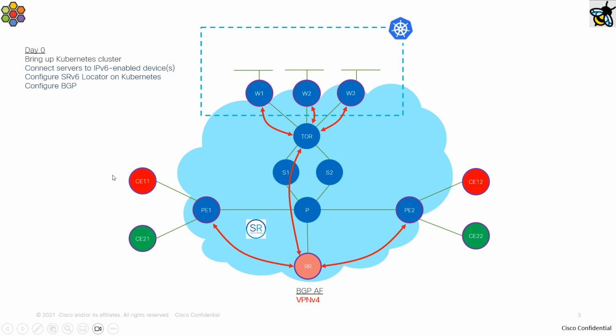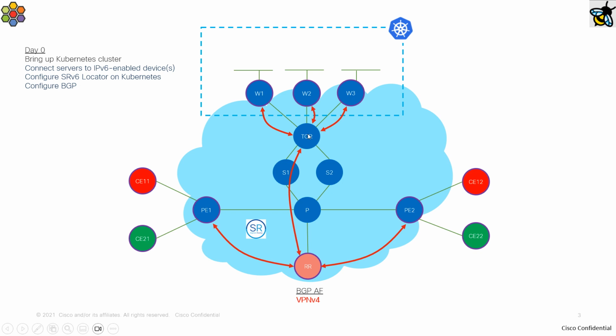The goal of this demonstration is to show how an SRv6 domain can be extended from the transport network across the data center network up to the hosts, up to the servers, where a Kubernetes cluster is deployed with Cilium CNI.